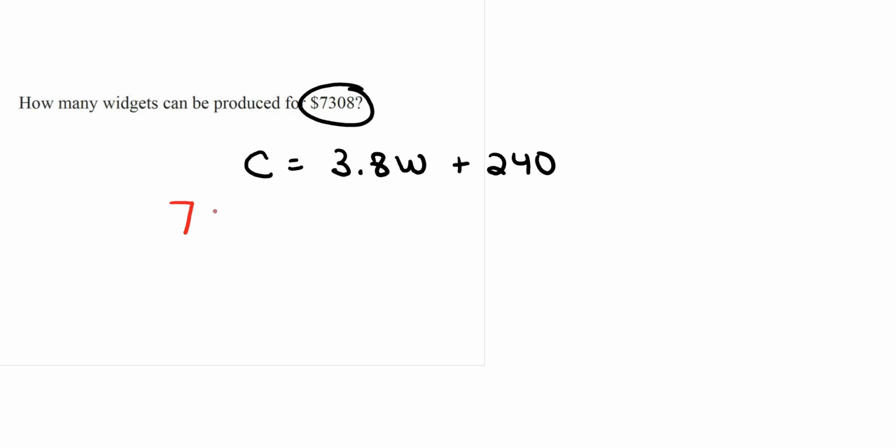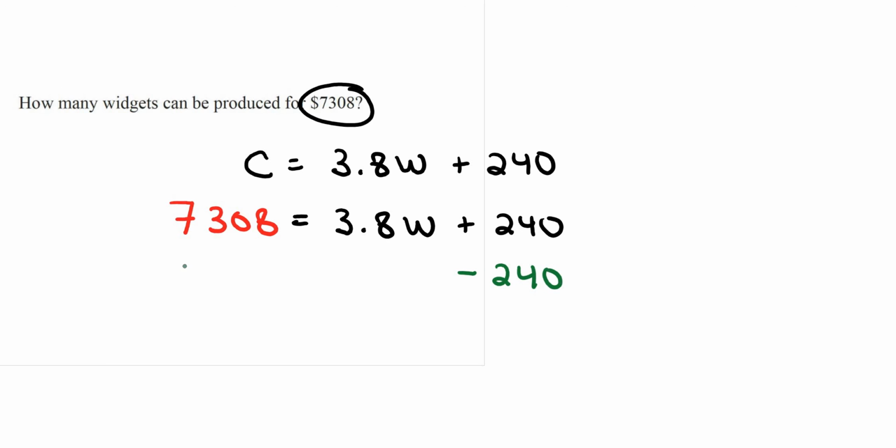Okay, and finally, how many widgets can be produced for $7,308? So I know my cost is going to be equal to 3.8W plus 240. So the cost is now going to be $7,308 equals 3.8W plus 240. After that, I can subtract 240 over here and subtract 240 over here. So $7,308 minus 240 is going to be $7,068, and that's going to equal 3.8W.